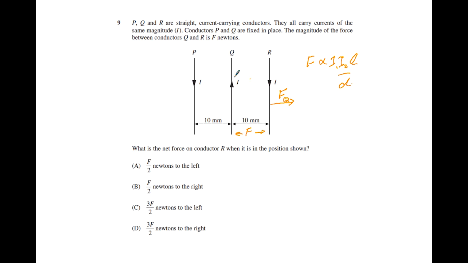Now, P is in the same direction, but it's twice as far. So the force on R is in that direction because it's attractive. They're in the same direction. So for P, the force is half the value. I'll write it over here because it is twice as far. So we've got a full force over this way, half force this way. That only leaves, as a result, a total force in that direction of F over 2. Having worked that out makes B my only answer. And question number 9 done.